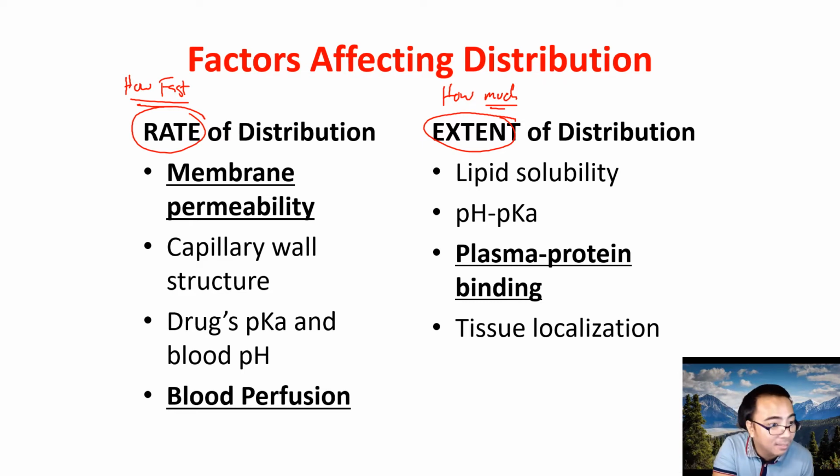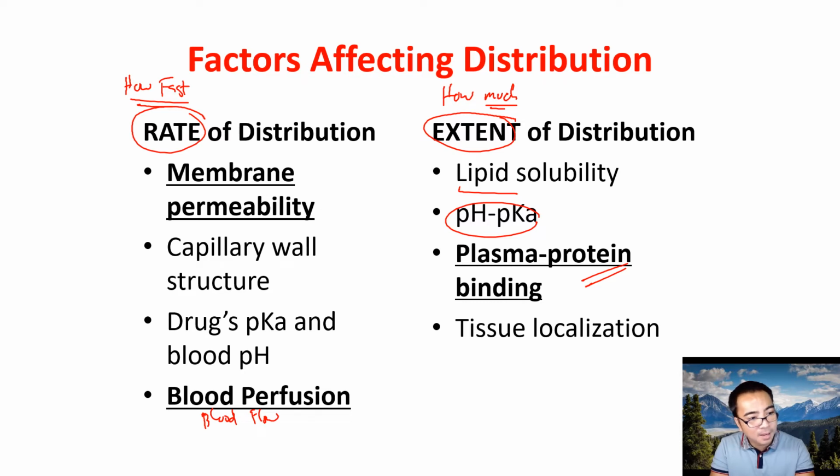So that's extent. Okay, so factors that affect the rate include membrane permeability, capillary wall structure, drug's pKa and pH, obviously, and then blood perfusion, or blood flow. Right? Now, in terms of extent, okay, solubility, lipid solubility, again, papasok ulit ang pH and pKa. Plasma protein binding is an important factor here, and then tissue localization.